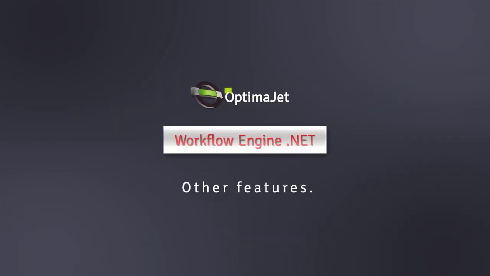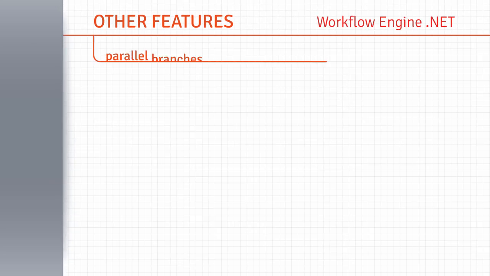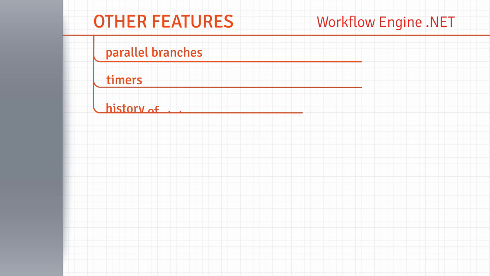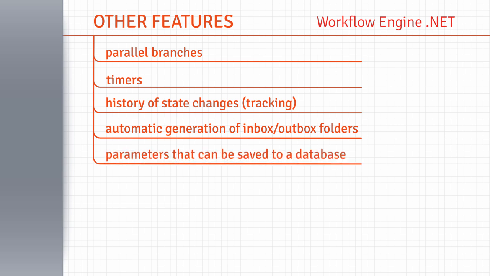Other features. WorkflowEngine.net also contains a number of other functions: parallel branches, timers, history of state changes, tracking, automatic generation of inbox-outbox folders, parameters that can be saved to a database, process scheme versioning, and more.